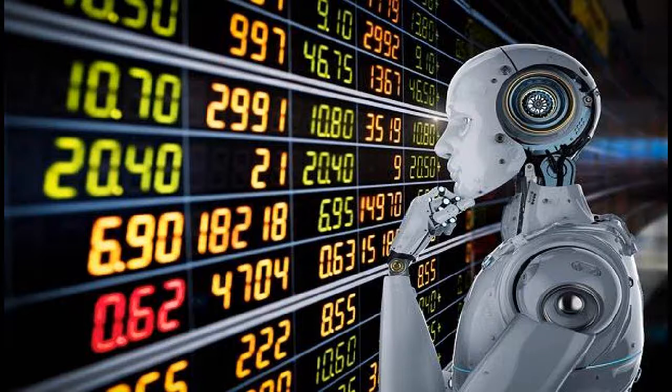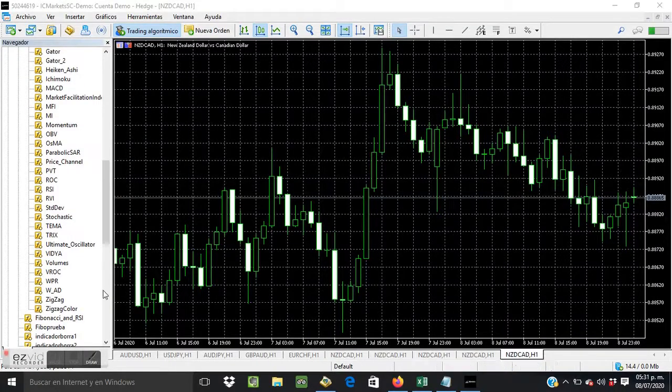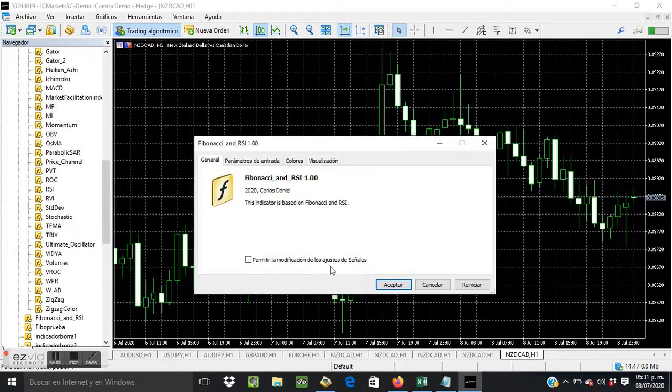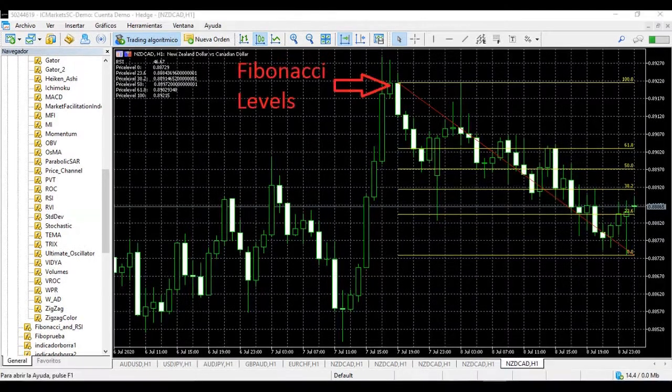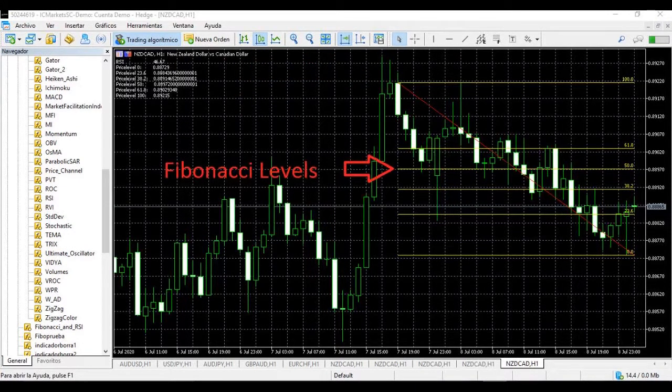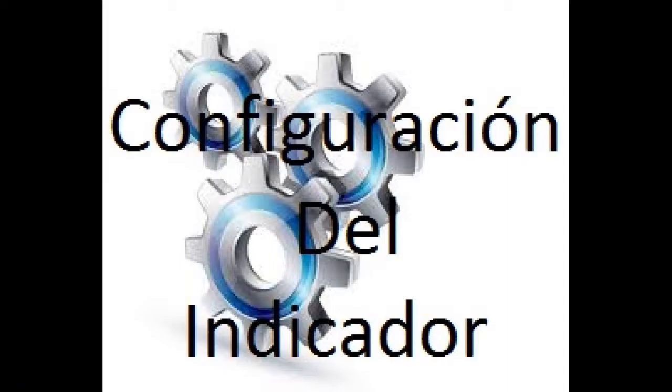In this video, we will show how the Fibonacci and RSI indicator work, created by CD Forex and Robots. The indicator is a combination of Fibonacci and RSI indicators. Every time the price touches one of the Fibonacci levels and the RSI condition is met, an audible alert and a text alert are generated.